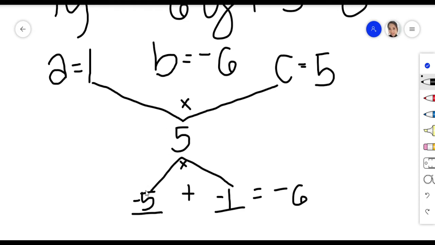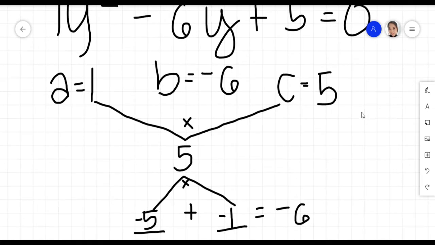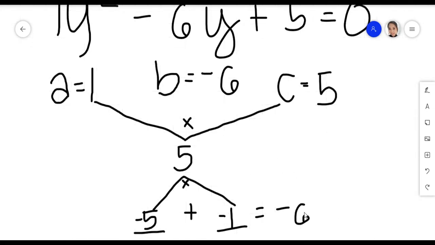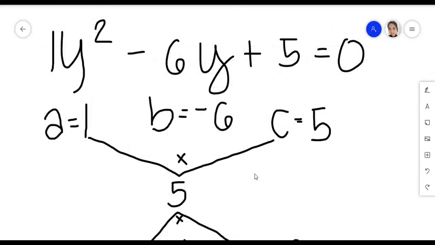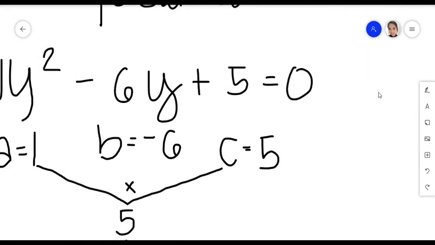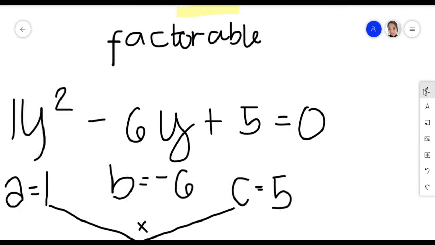So since we found two numbers which add up to negative 6, and when we multiply them the result is 5, therefore, y squared minus 6y plus 5 equals 0 is factorable. Okay, so it's factorable.